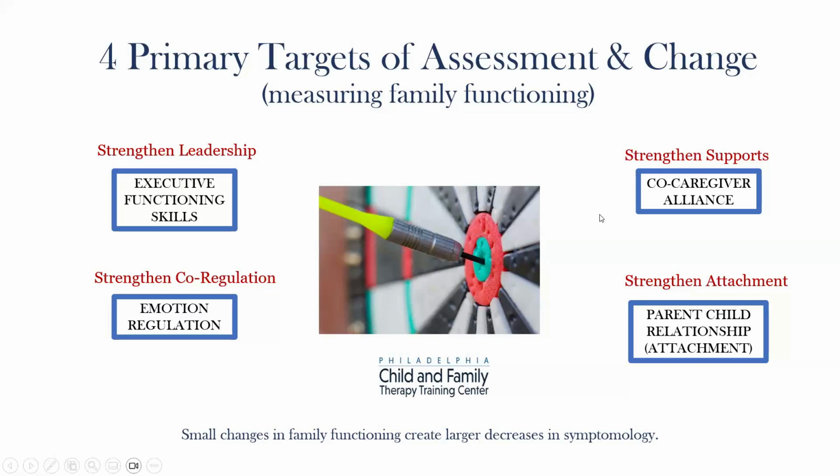And ultimately, you're going to hear me say this 100 times, just talking about it will not be enough. You've been hearing me say these words over and over again. What are primary targets of assessment and change? This is how we measure family functioning, executive function skills, emotion regulation, co-caregiver alliance, and the parent-child relationship. Almost every family we get needs work across all 4 factors because they're not really standalones. You have to practice it and enact it.